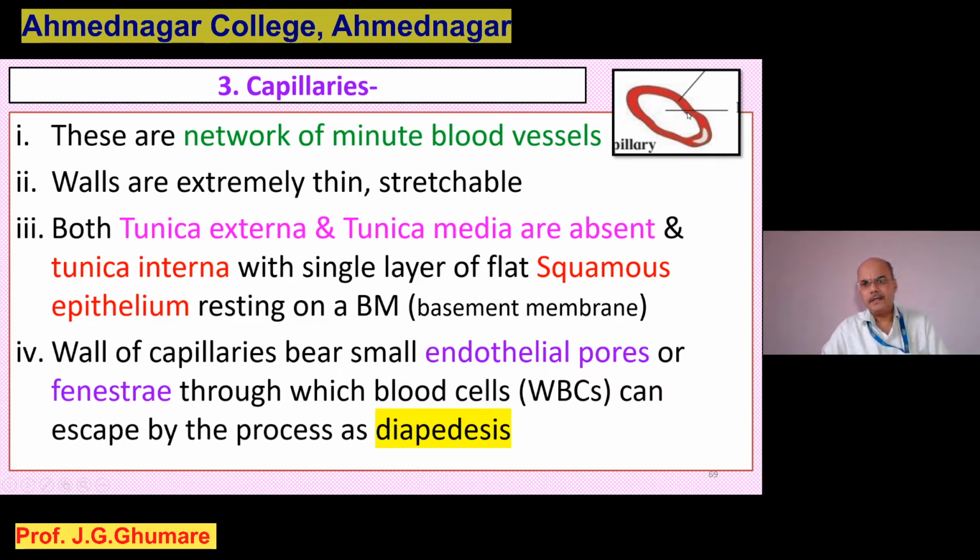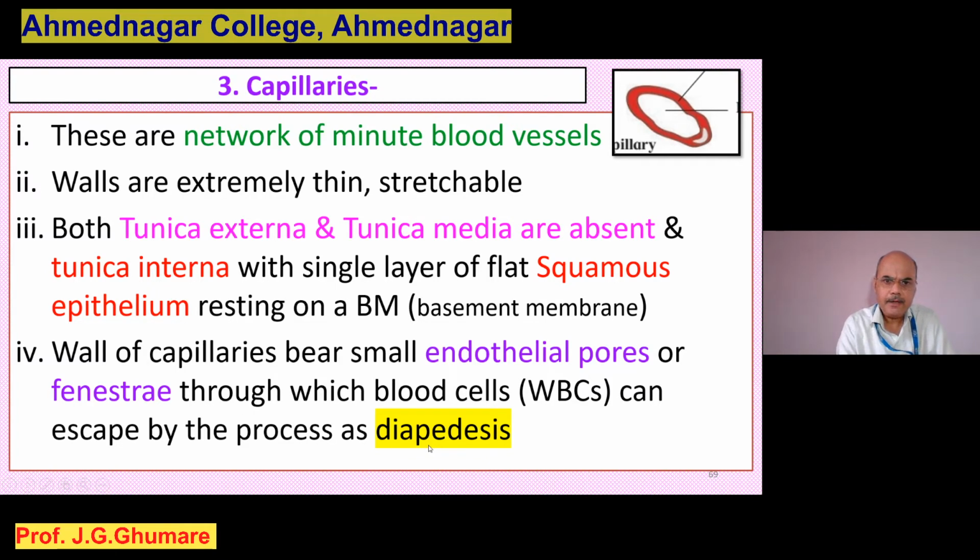And this capillary will be close to the organ for exchange of material. Remember, the wall of a capillary has small, minute pores, endothelial pores, we also call fenestrae, through which the blood cells, specifically WBC, will come out to give nourishment to the deeper part of the body, and they will escape. WBC will escape because of those pseudopodia we already said, and the process is called diapedesis.